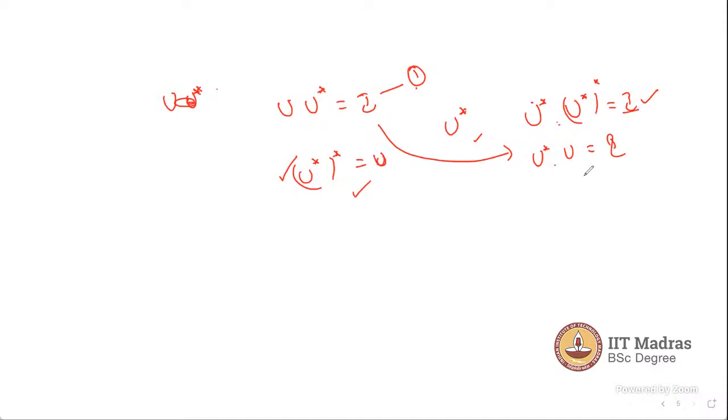Okay. Clear? Yeah, but are U star U and U U star the same, sir? I mean, are they commutative like that? Yeah, for this case, yes. See, because U star U is identity, right? So the other is also okay. Okay, sir.